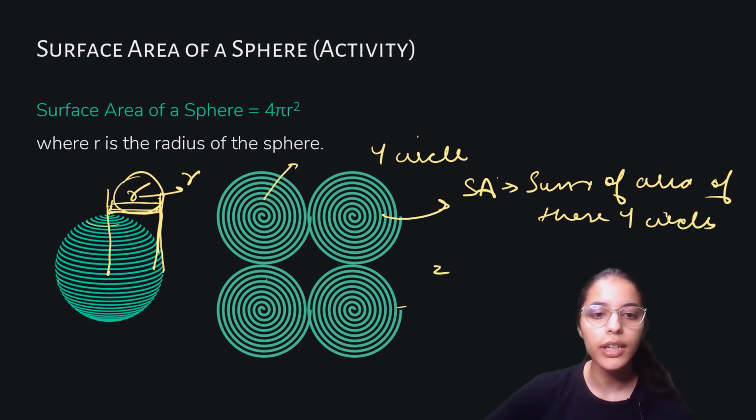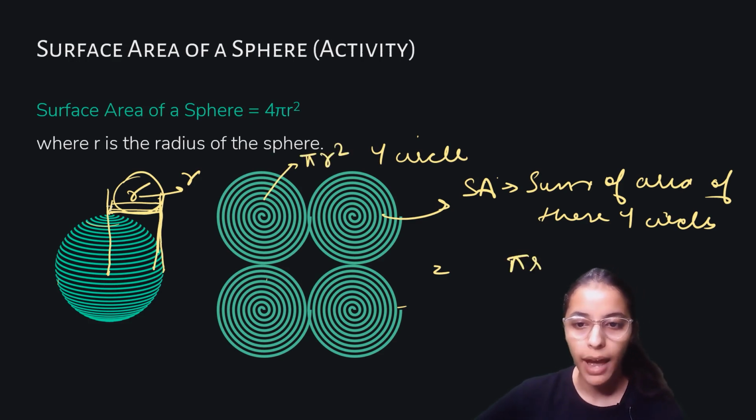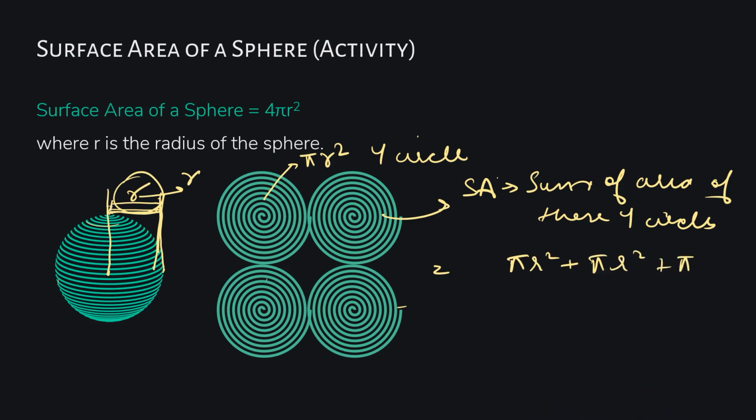We already know what the area of this circle is. It is pi r square. So we'll do pi r square plus pi r square plus pi r square plus pi r square. These all are identical, so I'll just put pi and we have 4. Now we have just proved that the surface area of the sphere is equal to 4 pi r square.